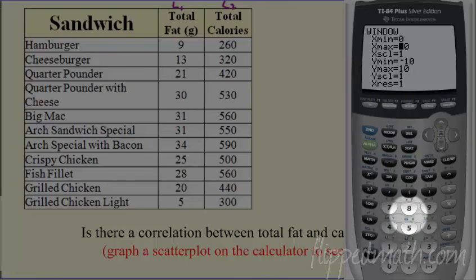And then what's the highest? Well, it goes to 34. I'm going to just go ahead and go to 40. I don't want to count by 1s. Maybe I'll count by 5s. So there's my x's. List 2, look at total calories.